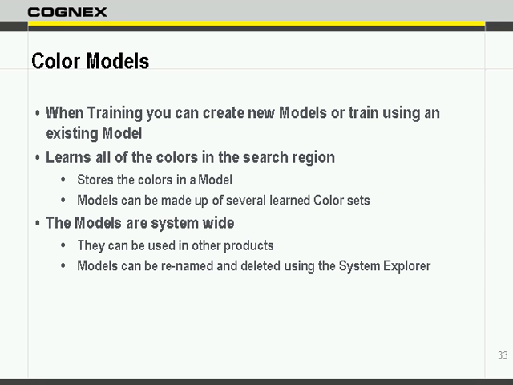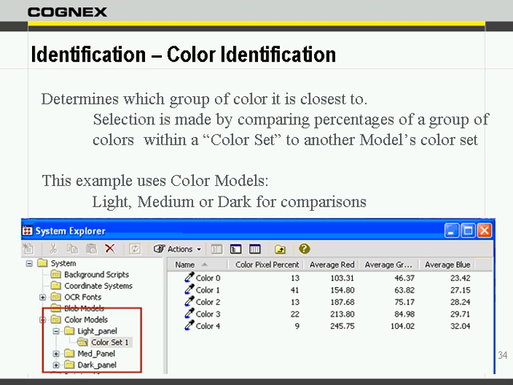Okay, the models that are learned through the color ID tool are actually system wide, which means that they are available through different products and different sensors within the same product, or different sensors across multiple products. They can be renamed, deleted using a specific section of the System Explorer. So basically, that allows us to use the same models over different products or programs in our camera.